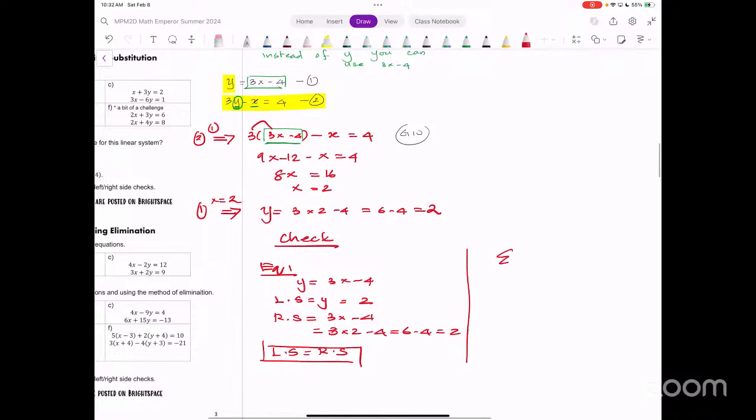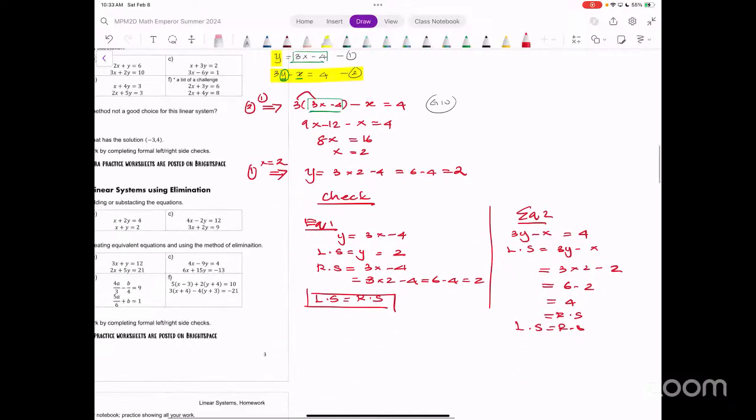Equation 2: 3y minus x is equal to 4. Left hand side is 3y minus x. 3 times y, which is 2, minus x, which is 2. 6 minus 2, which is 4. That's the right hand side. Left hand side is equal to right hand side. Therefore, the solution is 2 comma 2, isn't it? Yeah.